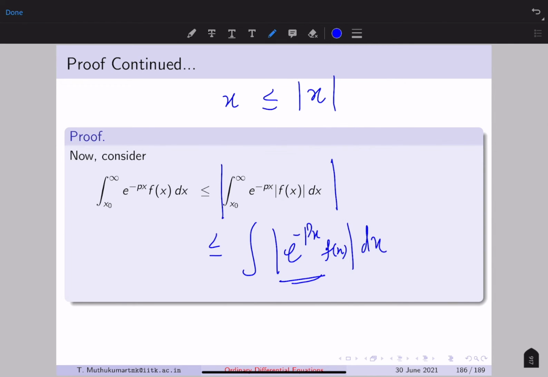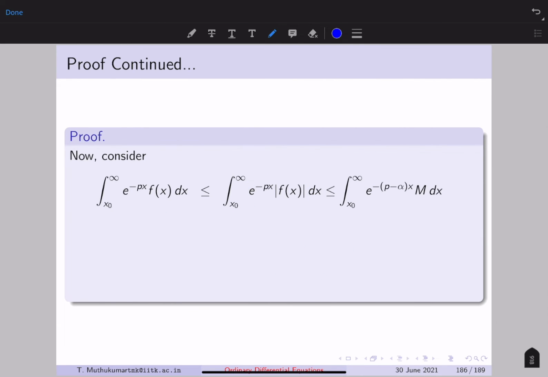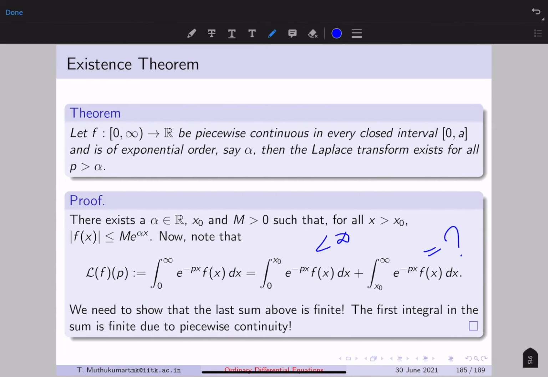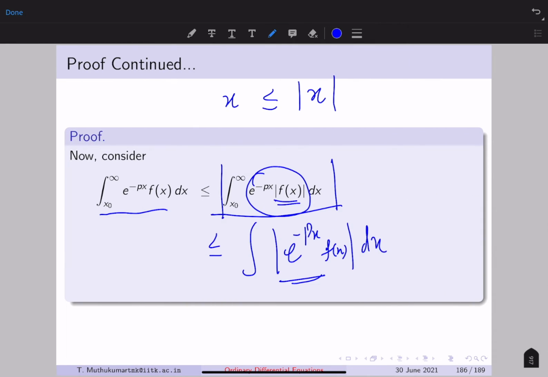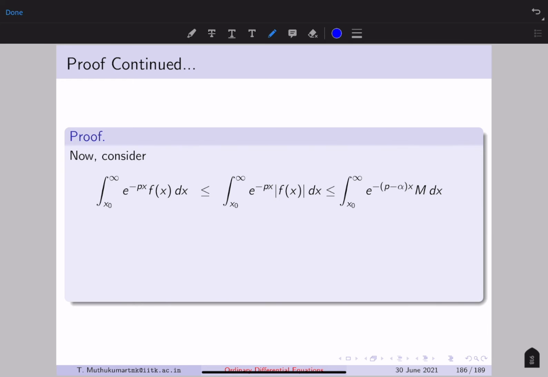Which is precisely what you have here. Okay, so this integral is less than this integral. But mod f(x), you know by the property that this is of exponential order, is e^(-alpha x) times e^(alpha x) times M, right? It is less than or equal to M times e^(alpha x). So we just substituted this with e^(alpha x) M.